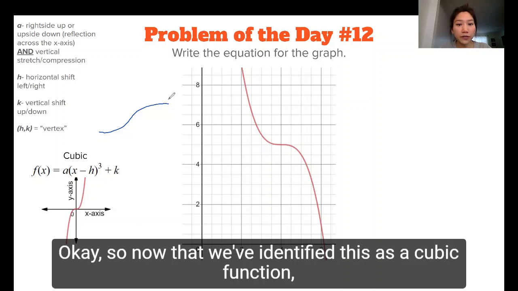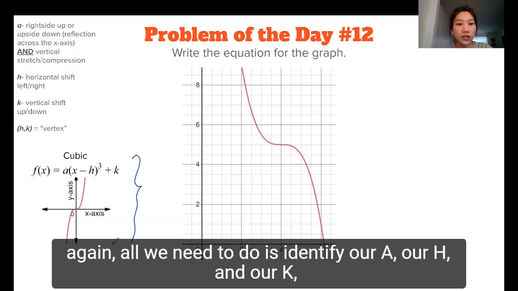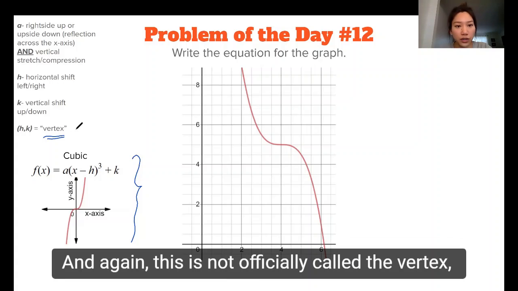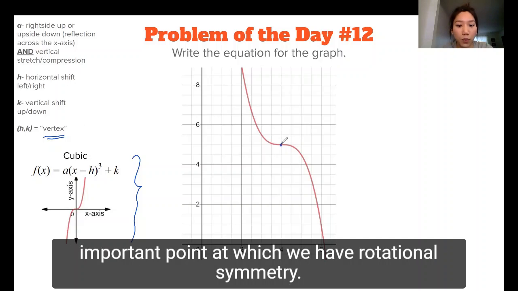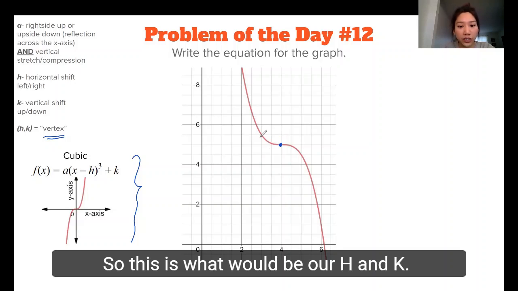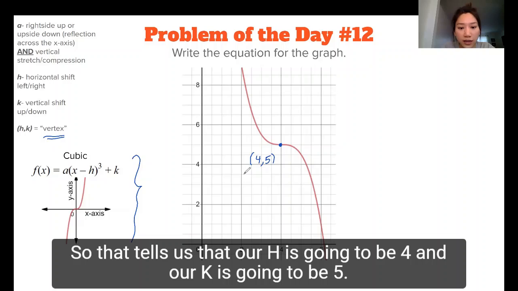Now that we've identified this is a cubic function, and this is our generic equation for that, all we need to do is identify our A, our H, and our K, and that'll give us the equation of the function. So first thing I want to do is identify what the so-called vertex would be. Again, this is not officially called the vertex, but it can be considered the vertex because it is the important point at which we have rotational symmetry. So this is our axis of rotation. This is what would be our H and K, and this coordinate right here is 4, 5. So that tells us that our H is going to be 4 and our K is going to be 5.